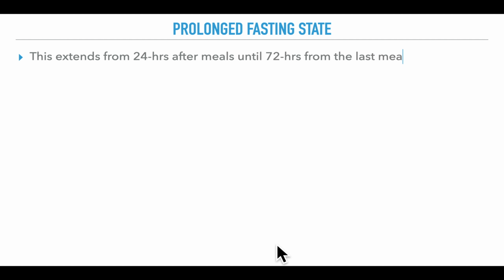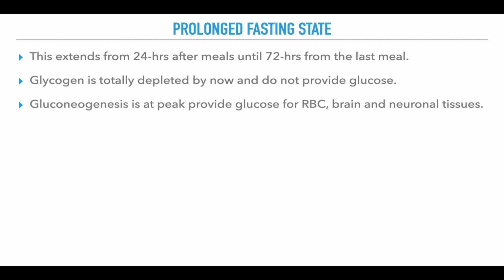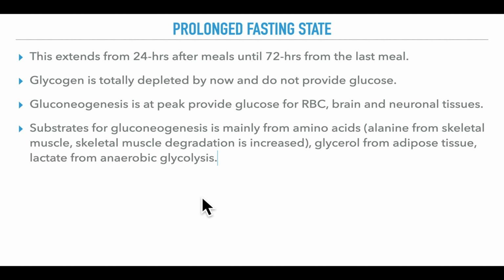Let us recap this process of prolonged fasting condition. This extends from 24 hours after meals until 72 hours, and glycogen is totally depleted by this time and does not provide glucose for blood glucose. Gluconeogenesis is at peak, providing glucose for red blood cells, brain and neuronal tissues. The substrate for gluconeogenesis at this time comes mainly from amino acids after skeletal muscle degradation, alanine from the skeletal muscle degradation is increased now, glycerol from adipose tissue is contributing to gluconeogenesis, and lactate is contributing to gluconeogenesis.